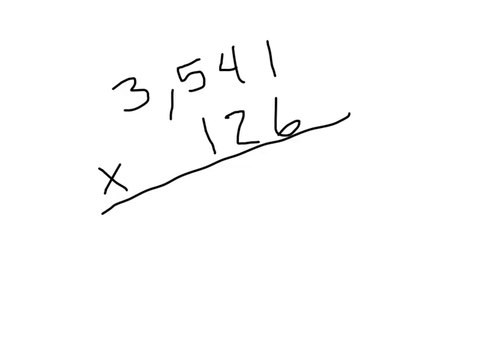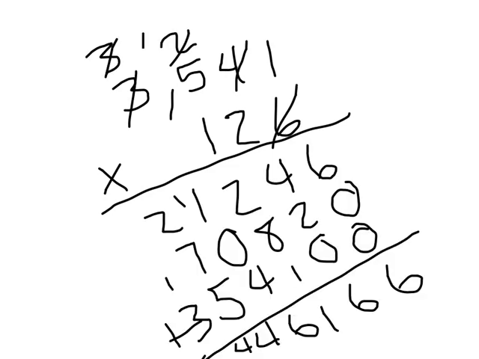Now let's try one last problem before we move on to IXL practice. What's 3,541 times 126? The correct answer is 446,166.